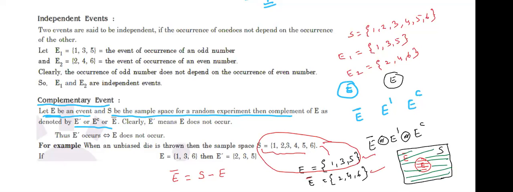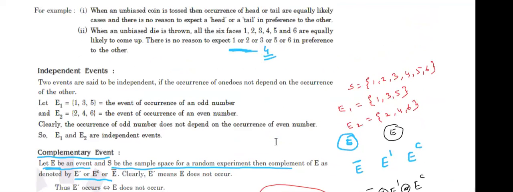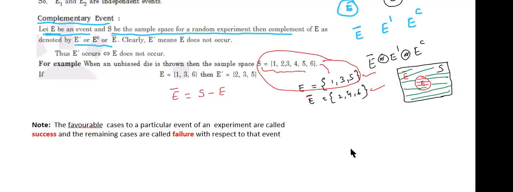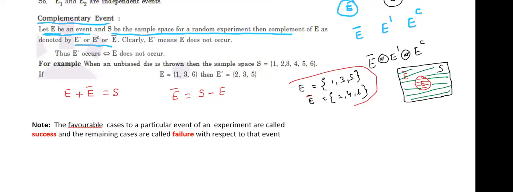That is 2, 4, 6. Students, do you understand? And here, one more important point: E plus E complement is equal to the sample space only. Here observe that E is the event of getting an odd number and E complement is the event of getting an even number. Both together make the total sample space only.